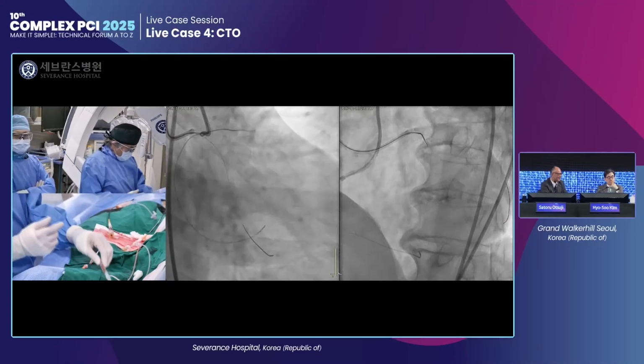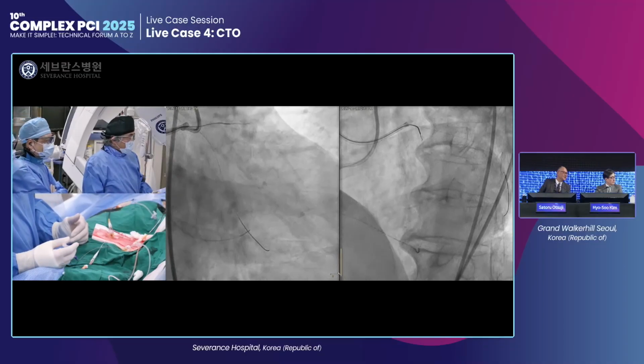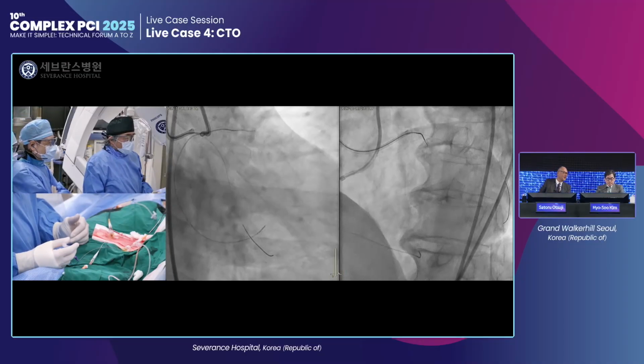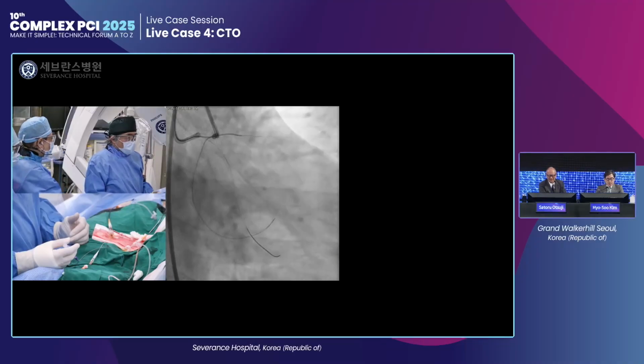And also this hematoma can be created not by the injection, but by previous wiring and maneuvers, not the injection. Right. Okay.